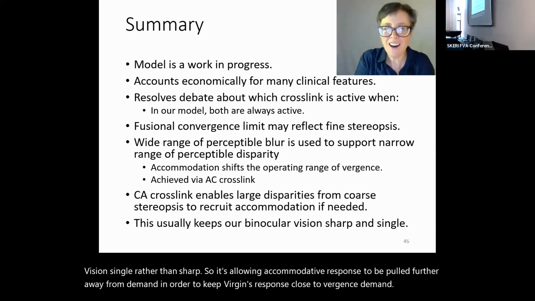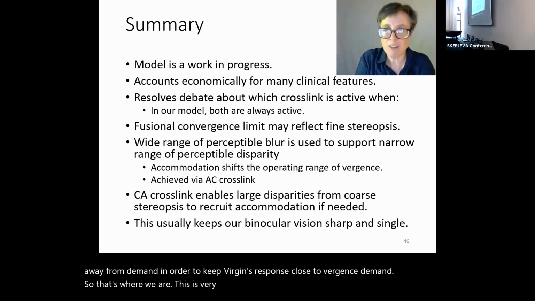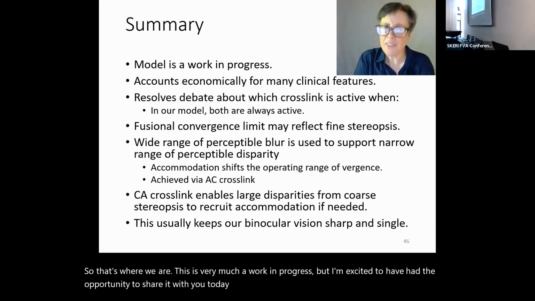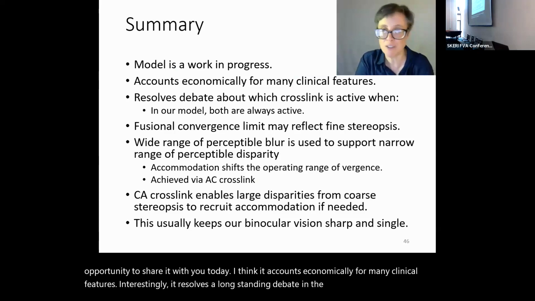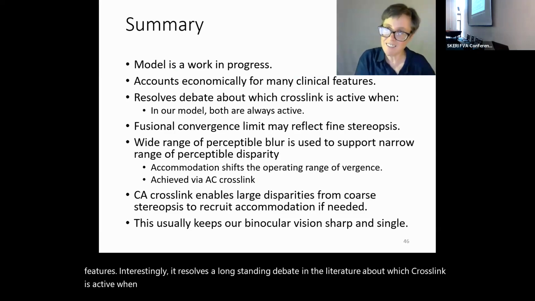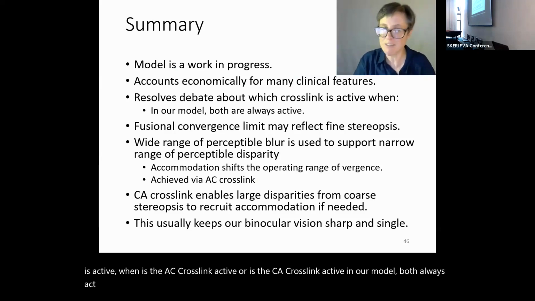So that's where we are. This is very much a work in progress, but I'm excited to have had the opportunity to share it with you today. I think it accounts economically for many clinical features. Interestingly, it resolves a long-standing debate in the literature about which crosslink is active when. Is the AC crosslink active or is the CA crosslink active? In our model, both are always active, so that resolves the debate potentially.